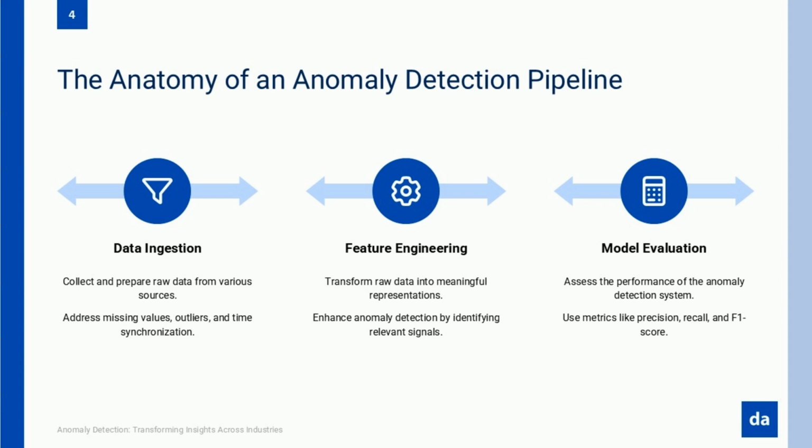Here, raw data from various sources, sensors, transaction logs, network monitors, is collected, standardized, and prepared for further processing. This seemingly mundane stage actually determines the ceiling of what your system can achieve. Missing values must be handled through imputation or exclusion. Outliers require special consideration. Are they noise to be removed or potential anomalies to preserve?